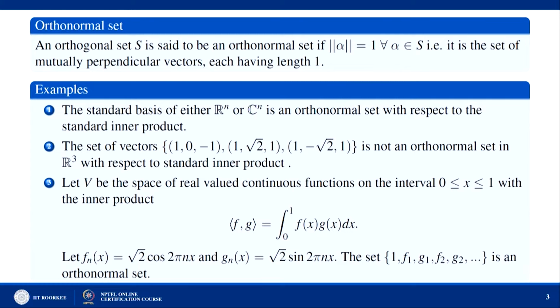Now, besides being an orthogonal set, suppose it also satisfies that the norm of each vector is 1. How would you define the norm of a vector? The norm of a vector V is nothing but the square root of the inner product of V with itself. This is simply the length of a vector.